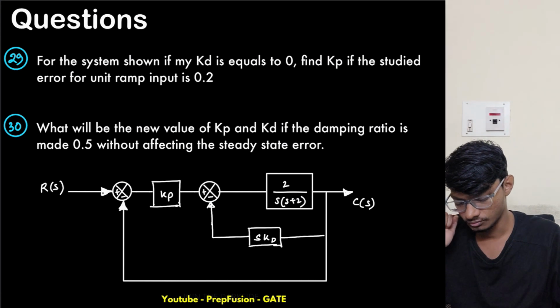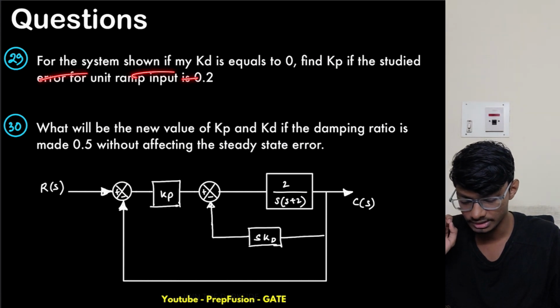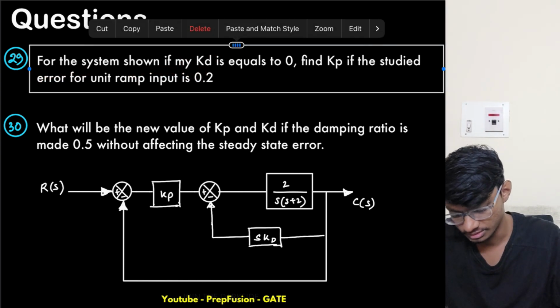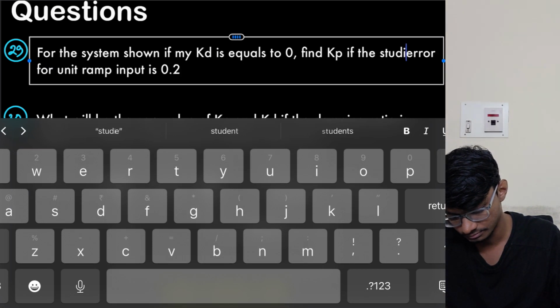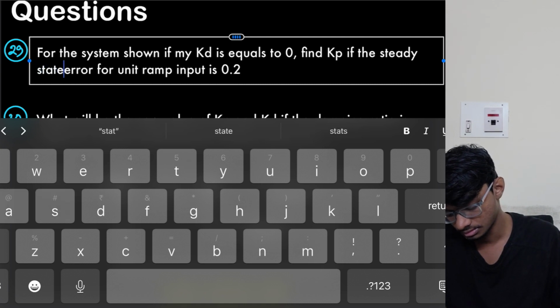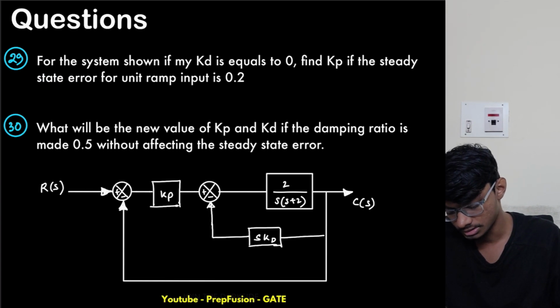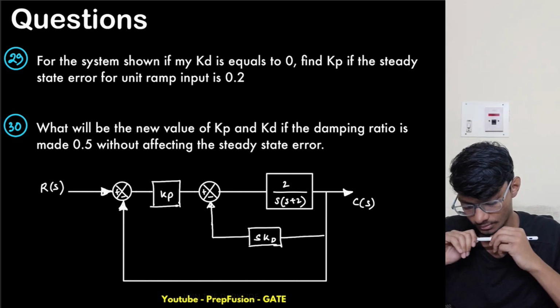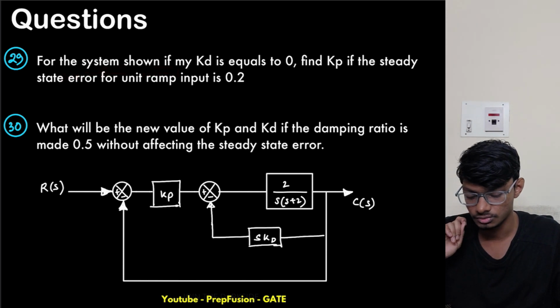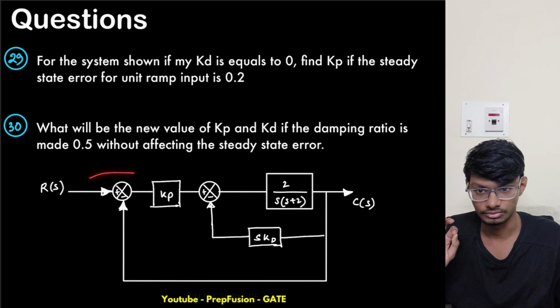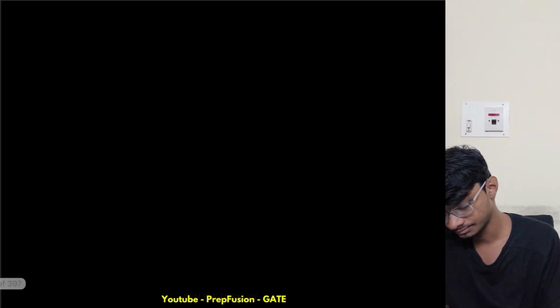The next question: for the system shown, if my KD is equal to 0, find KP if the steady state error for the unit ramp input is 0.2. So firstly we have to find this KP, then I will read the next question. Let's first solve for 29.